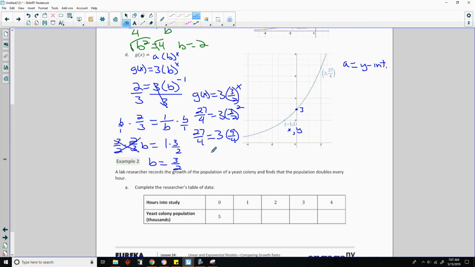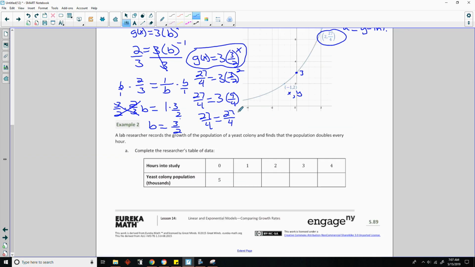So then 9 times 3 is 27. So this 27 over 4 equals 9 times 3, which is 27 over 4. So that is true. So my answer is right here. I just checked to see if this was also true. Never hurts to check.